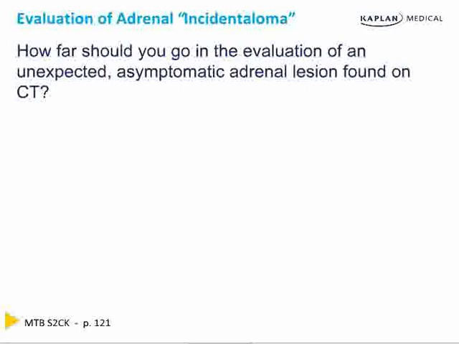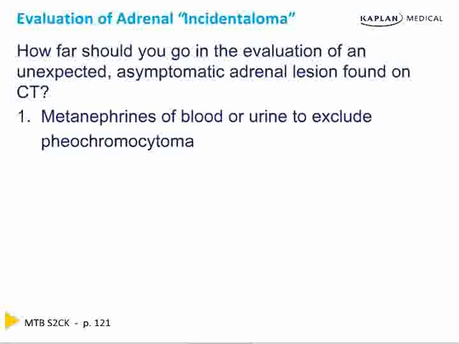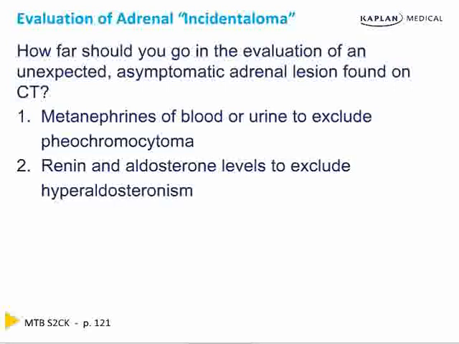Well, this is very straightforward. How far should you go in the evaluation of an unexpected asymptomatic lesion? And there's the recommendation by the American Endocrine Association. The endocrinologists basically say, do the metanephrines of blood or urine to exclude pheochromocytoma, and renin and aldosterone levels to exclude hyperaldosteronism, because that will have a high aldosterone and a low renin, high aldosterone and a low renin.